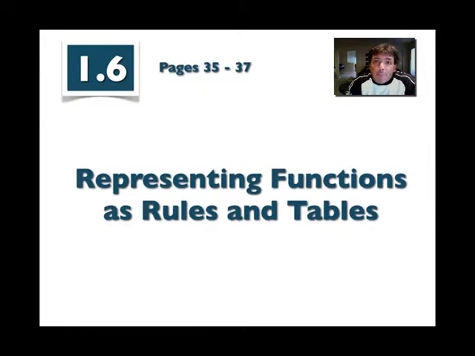Okay, we're just about done with chapter 1. We've got a couple sections left dealing with functions. This is chapter 1, section 6. And we're going to be talking about functions today, functions as rules and tables.